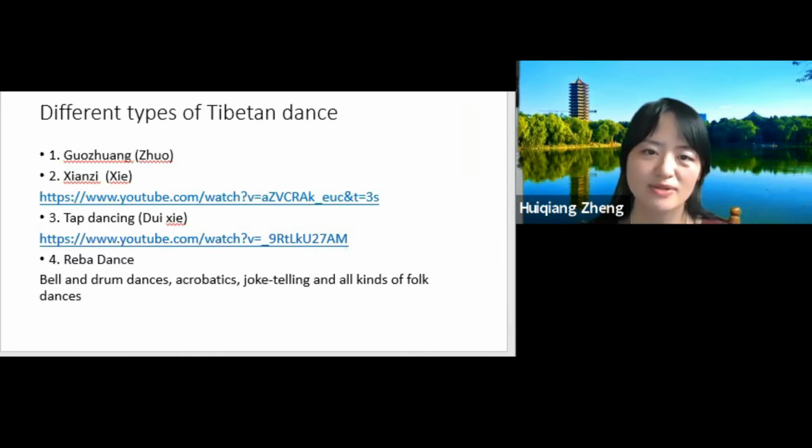So I'm going to talk about different types of Tibetan dance. The first one is zhuo in Tibetan. In other words, we call it guozhuang dance. Guozhuang dance originated about 500 to 600 years ago. People dance in a circle, so we also call it circle dance.